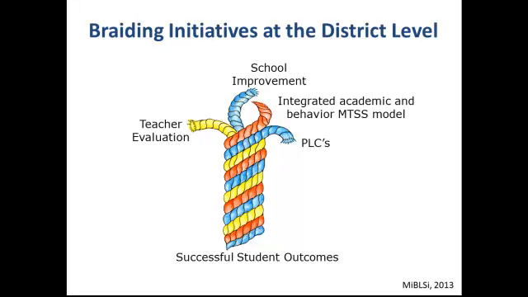How can we better serve our students in our buildings through reorganizing these teams without losing things that are priorities? This is a visual representation of the braiding of initiatives for an example district. So for example, teacher evaluation was a high priority, school improvement, MTSS, and then PLCs. And so how can we weave all these together to promote successful student outcomes?